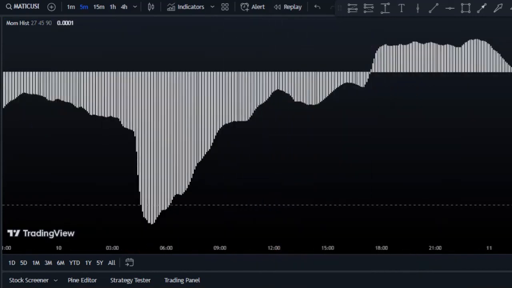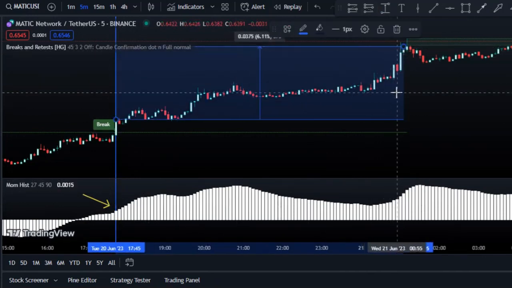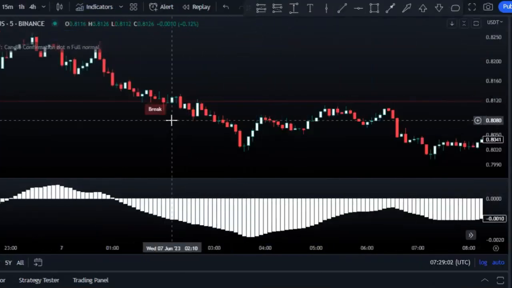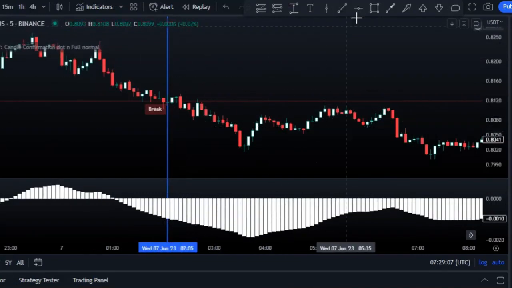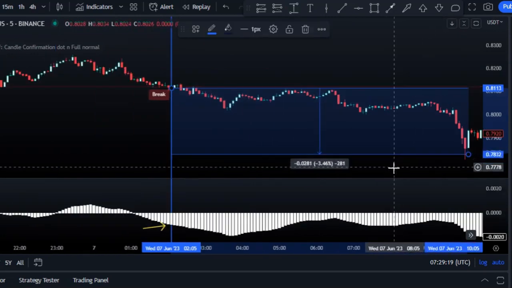This way, the position of the histogram relative to 0 will clearly show us whether the signals are valid or not. Basically, when the histogram is positive, buy signals are confirmed, and when it's negative, sell signals are confirmed. In this sample, we've had a buy signal from the breaks and retests indicator, and after that, the positive histogram confirms the same buy signal. So we know it's a valid buy signal and we can confidently enter a long trade. And similarly, in this example, we've had a sell signal get confirmed by the negative momentum histogram. So again, we know it's a valid sell signal and we can likely take it.